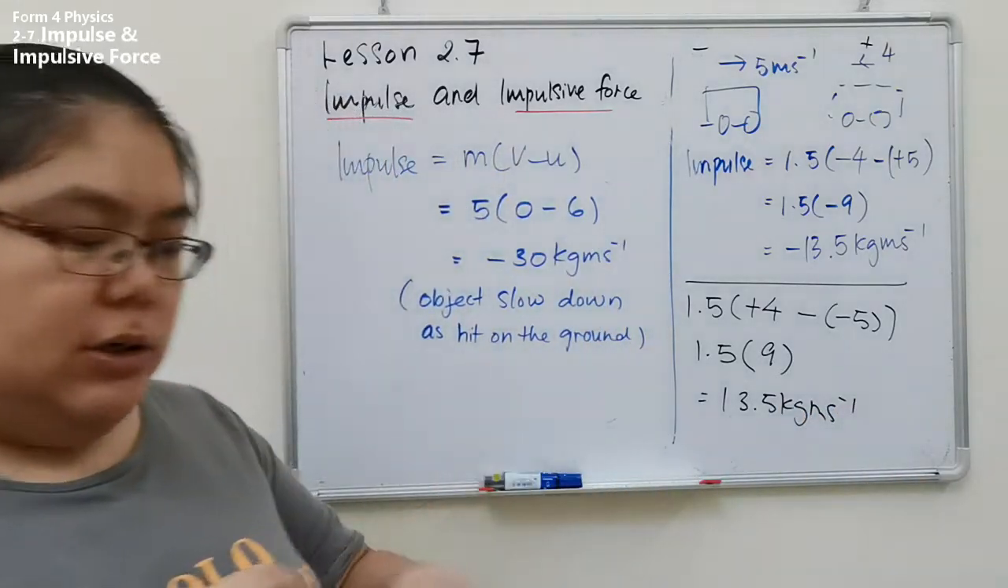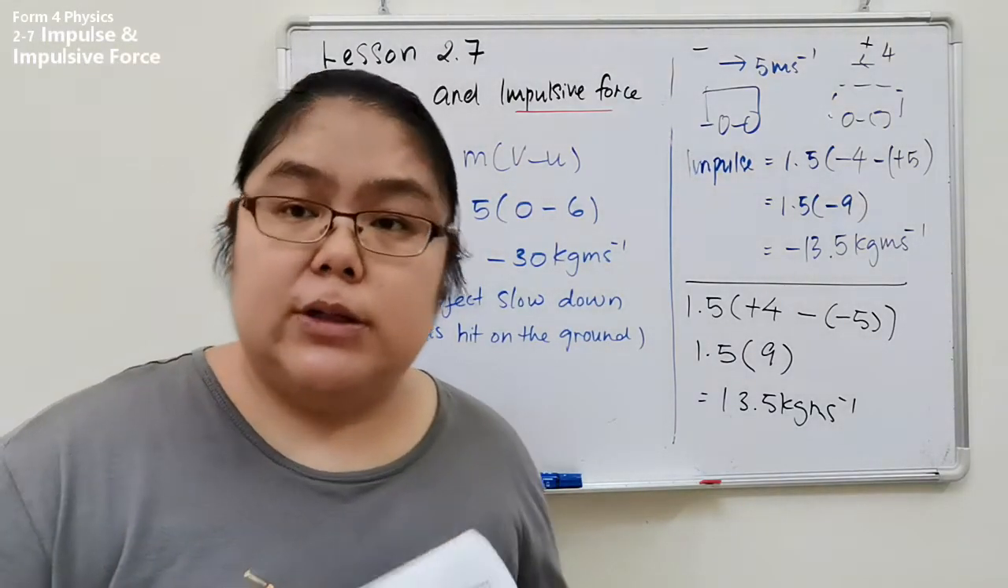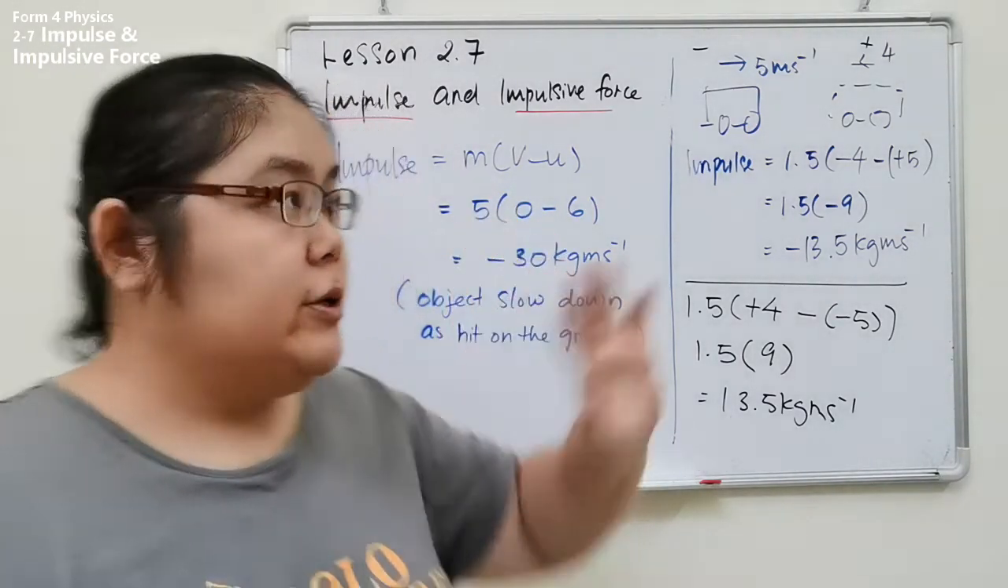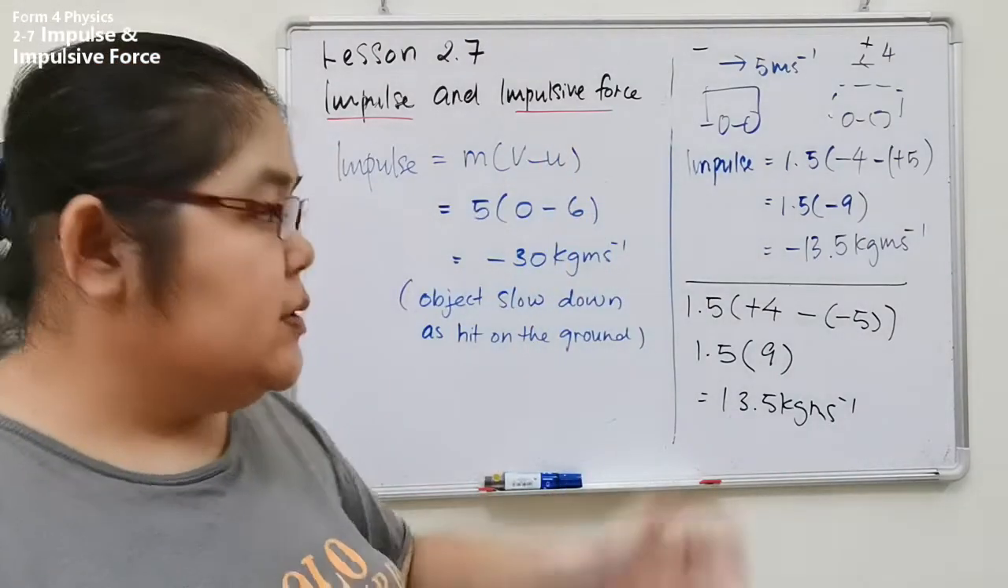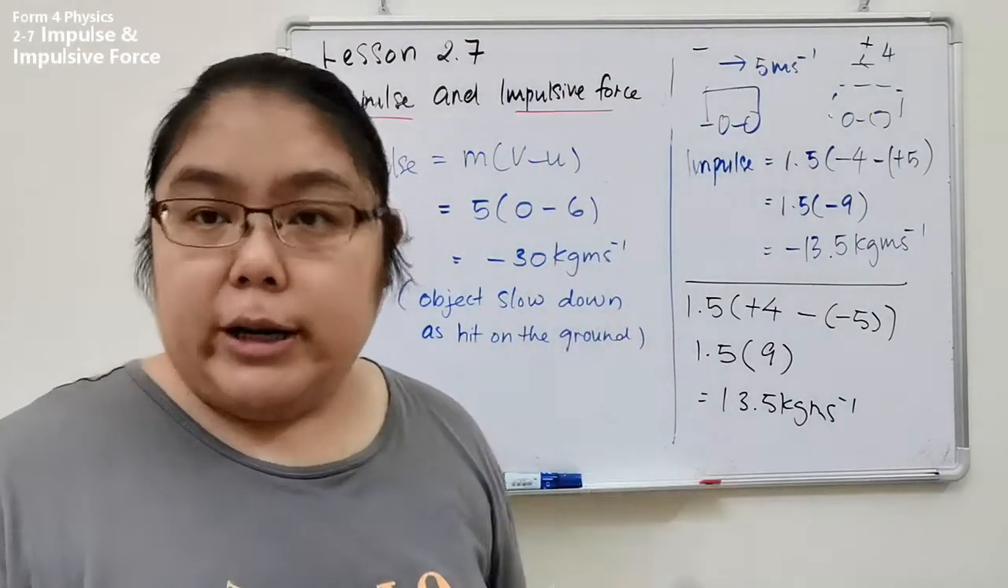13.5 kg. So for this one answer, you don't need to explain. You need to get positive one. Okay, so this one two methods are also the right answer. Just for the negative, you need to explain why you got negative.